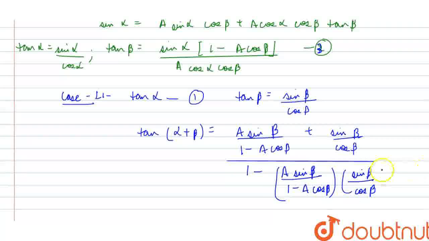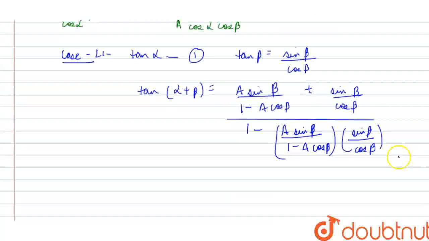Now what we'll be doing in the next step, I'll be taking the denominator. One thing to be noted is that in the denominator and in the numerator also, we'll be taking the LCM. So it is cos beta into 1 minus a cos beta, and the denominator is one and the same thing. So these will be ultimately cancelled out. So what I'm doing here is writing only the remaining value.